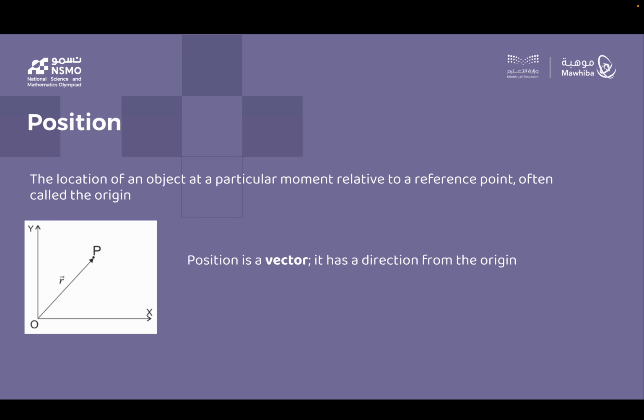The first important concept of motion is position. It means the location of an object at a particular moment relative to a reference point, which we will call the origin. Position is a vector quantity. It has a direction from the origin.